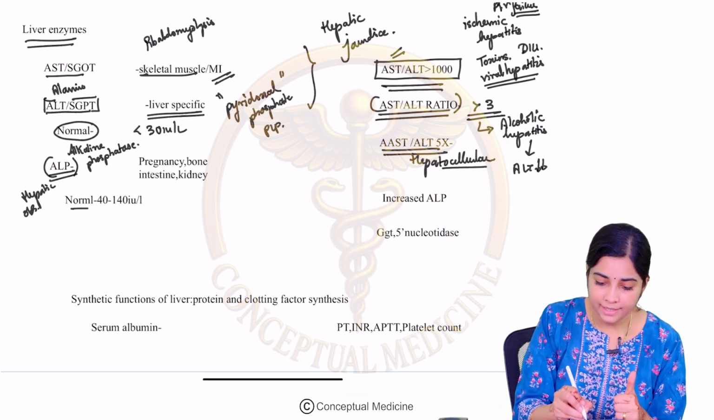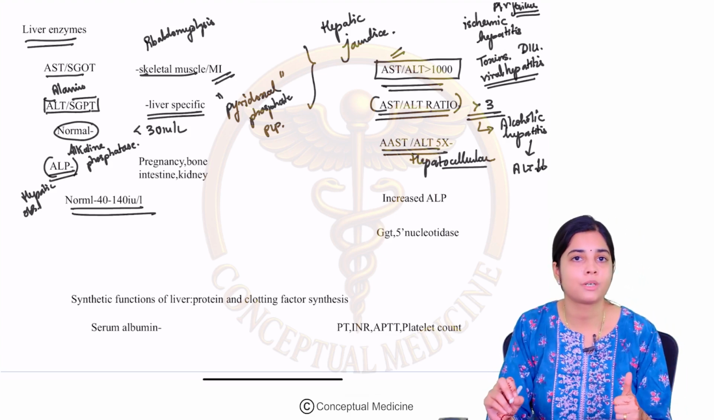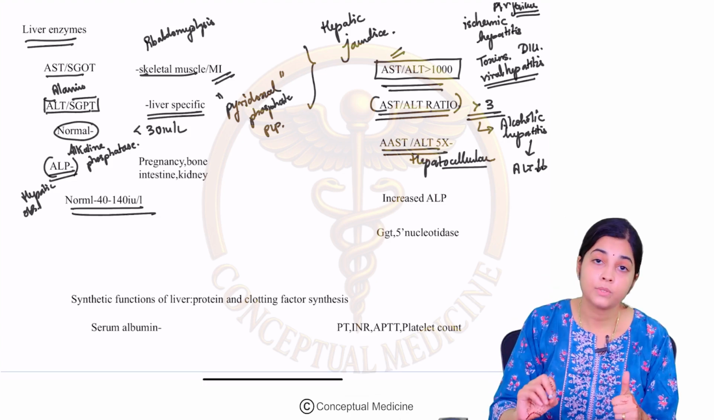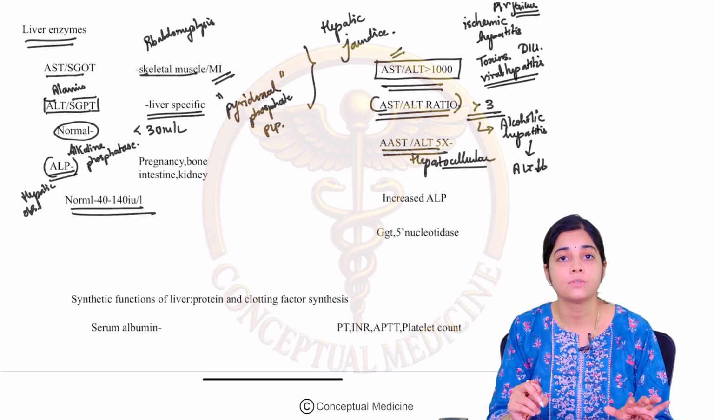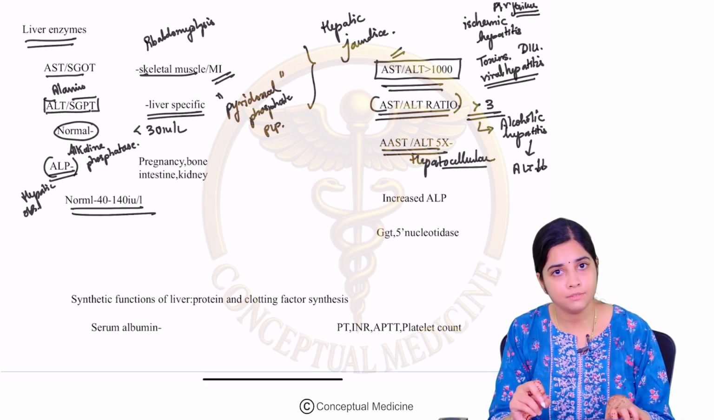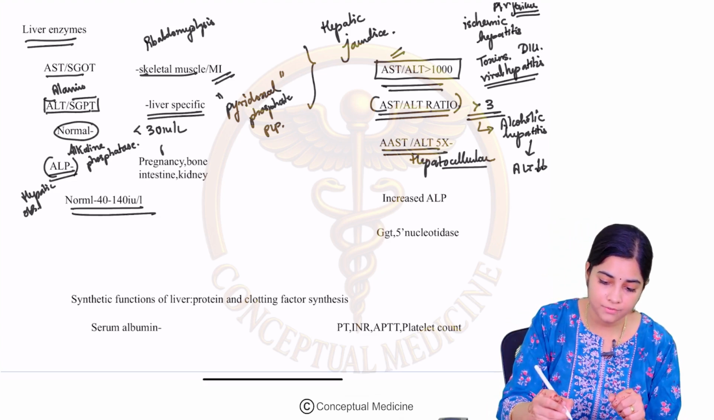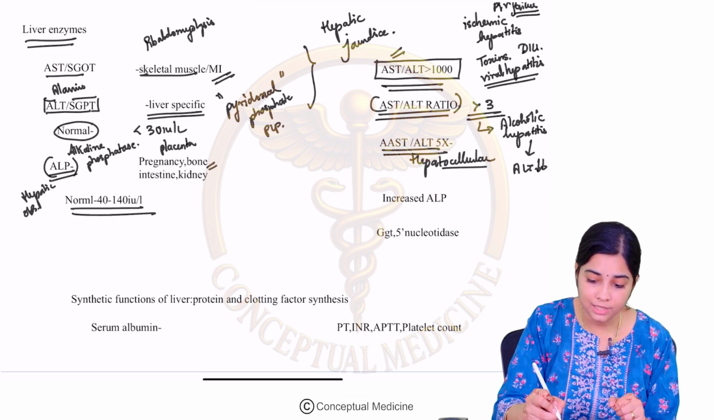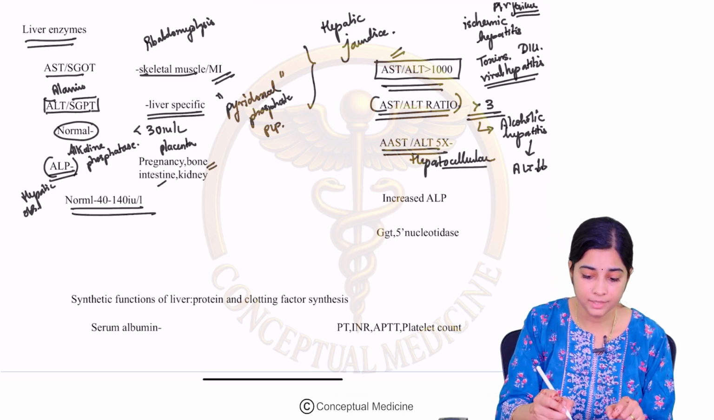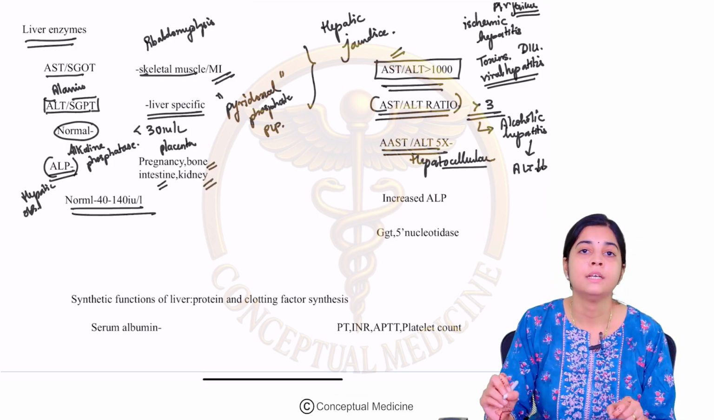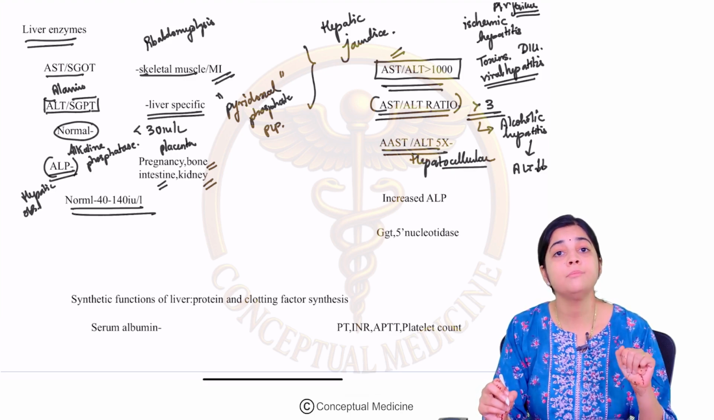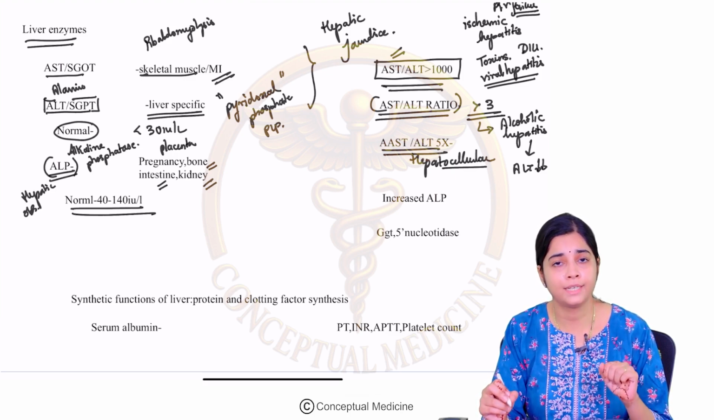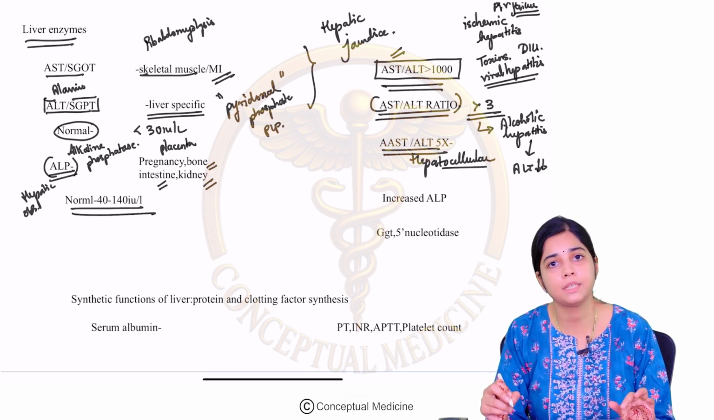So the normal ALP levels are 40 to 140 international units per liter. There are certain other conditions where the ALP can get elevated. ALP is produced from the liver, but apart from that, it is produced from the placenta, so it can be elevated in pregnancy. Then you have the bone ALP, and you have the intestine as well as the kidney isoforms. So any renal failure, pregnancy, any bone disorder, you can have isolated elevation in the ALP as well.